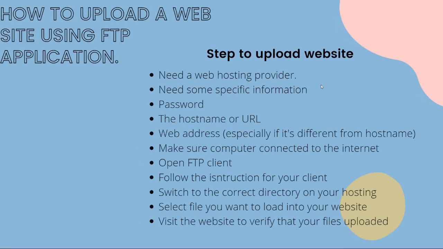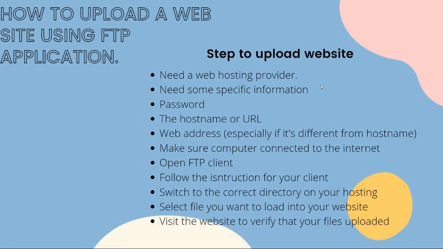Okay, how to upload a website using an FTP application. Okay, these are the steps to upload a website. First, you need a website hosting provider. You need some specific information and a password, the host name or URL, the web address, especially if it's different from the host name. Make sure the computer is connected to the internet. Okay, then open an FTP client like FileZilla. Okay, follow the instructions for your client, switch to the correct directory on your hosting, and then select the file you want to upload into your site. And lastly, visit the website to verify that your file is uploaded.